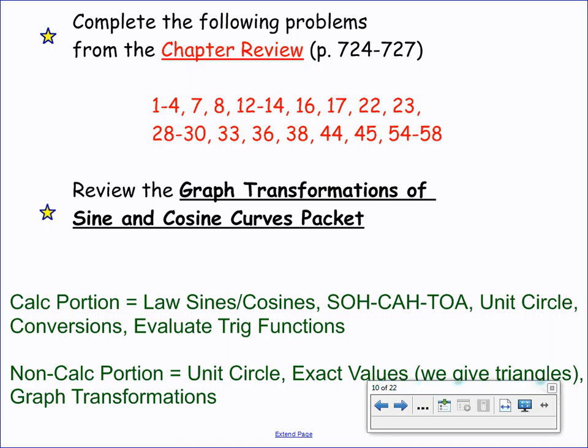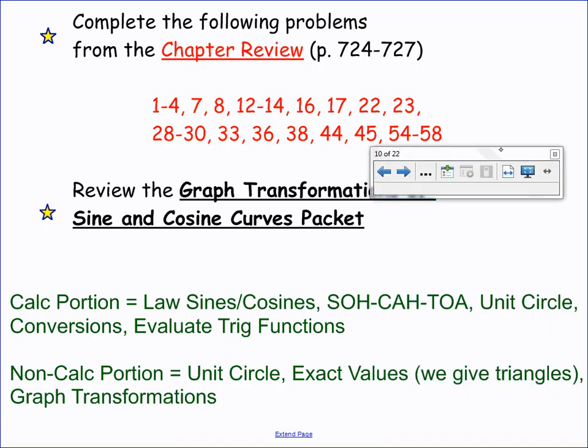The calculator portion includes law of cosines, SOHCAHTOA questions, right triangle trigonometry, we can use our sine, cosine, and tangent ratios, unit circle conversions, evaluating trig functions, and then the non-calc portion includes knowledge of the unit circle and making the explicit connection between sine and cosine versus the y and x coordinates of any point on the unit circle. Exact values, we give you the little screenshot like we did on the quiz of those triangle ratios, but we could now add degree measure for our angle input or radian measure, and you'd be expected to know that pi over 4 radians corresponds to 45 degrees.